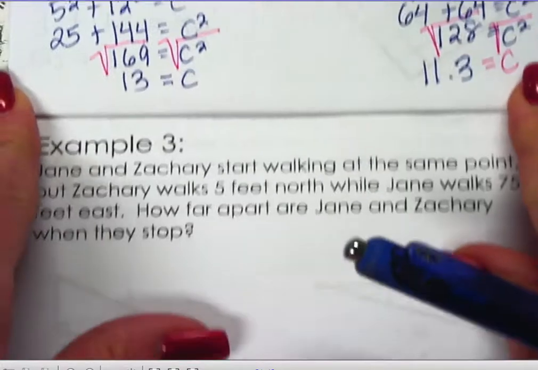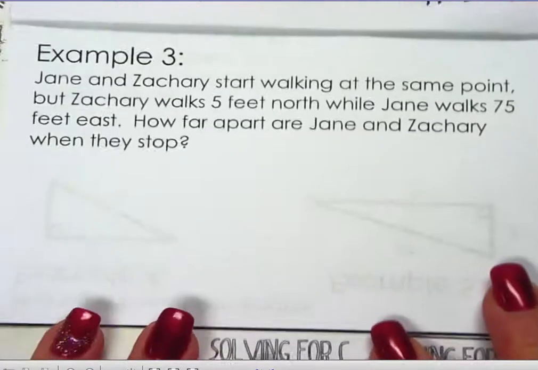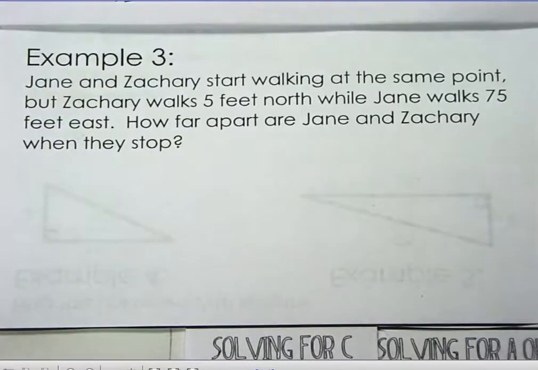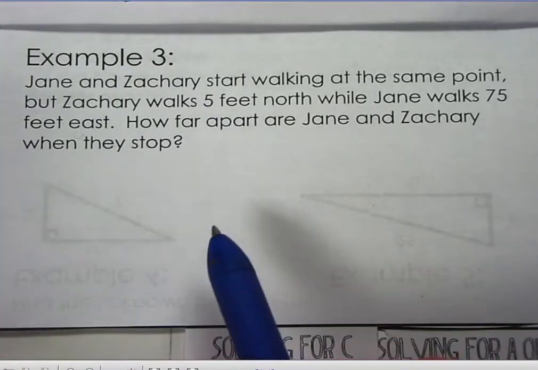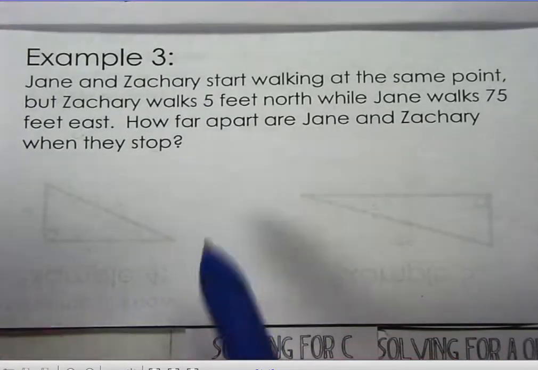Example 3. Jane and Zachary start walking at the same point, but Zachary walks 5 feet north while Jane walks 75 feet east. How far apart are Jane and Zachary when they stop? Okay, so for this we're going to draw a picture. When you have word problems, I'd like you to draw a picture.